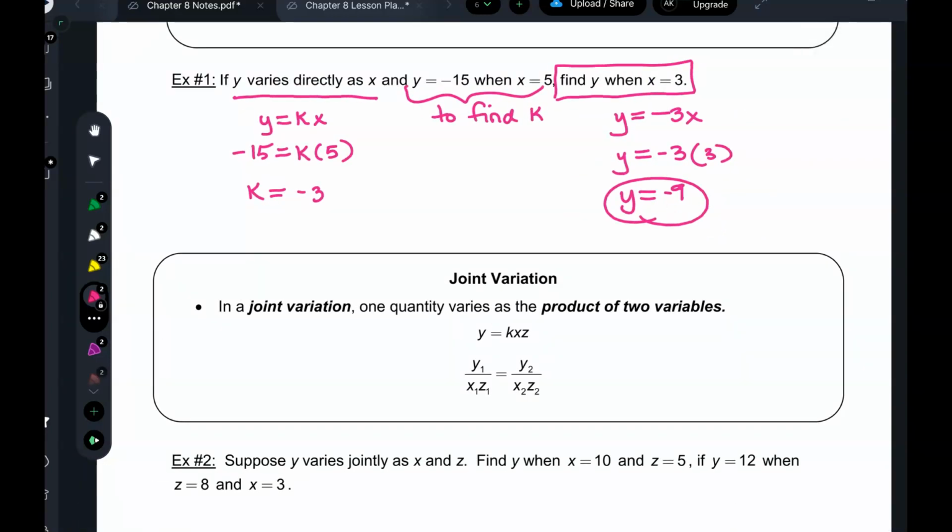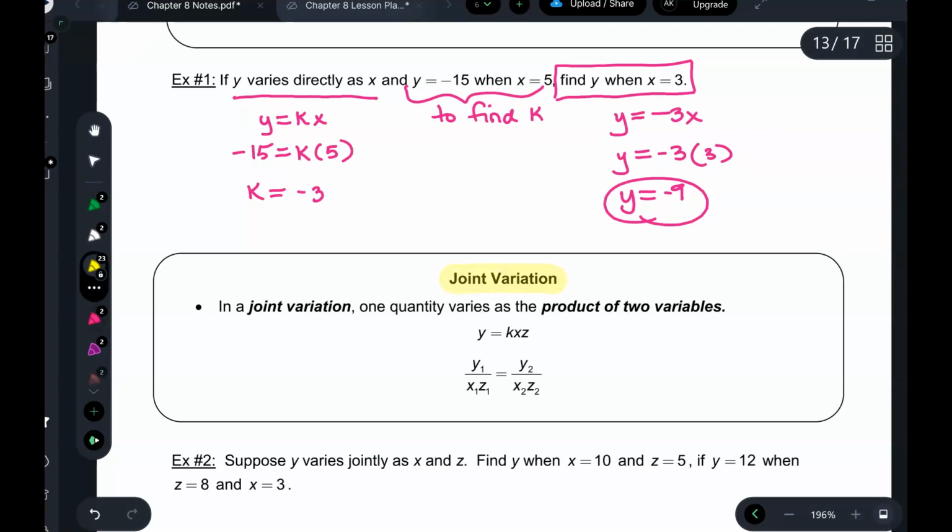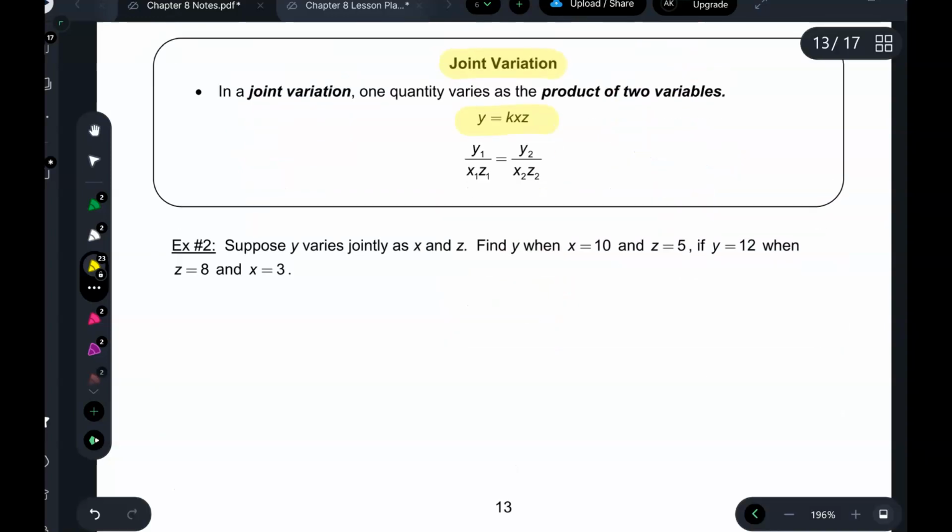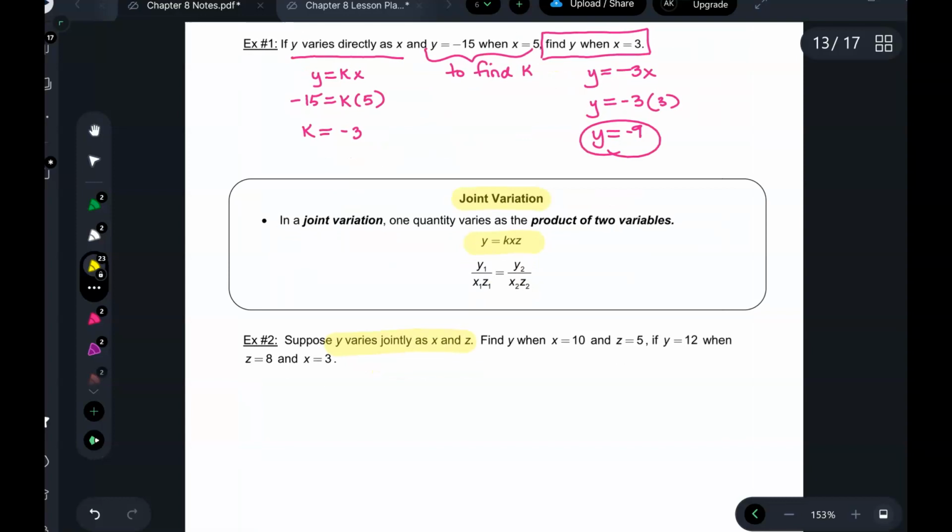All right. Joint variation is when you have two variables that are multiplied by k. Okay, so y equals k times x times z. So we call that joint variation. So it says, y varies jointly as x and z. So that means y equals k x z.